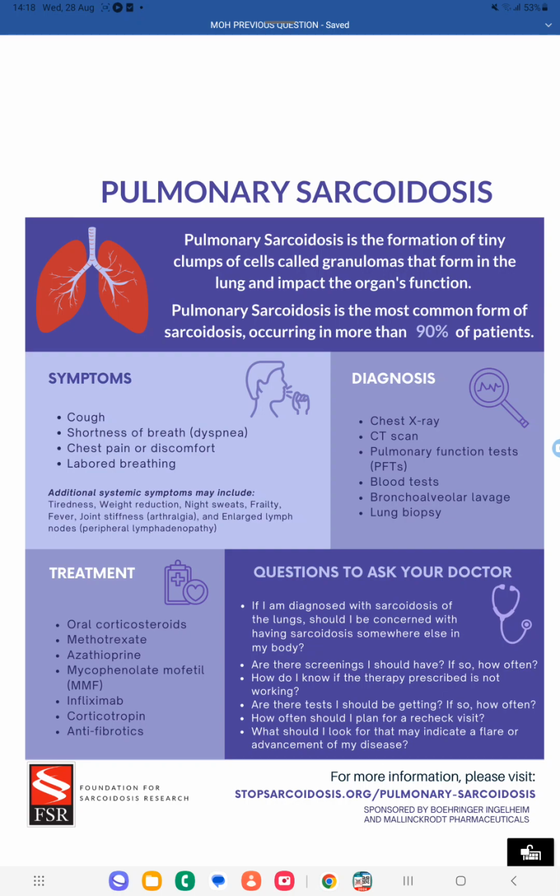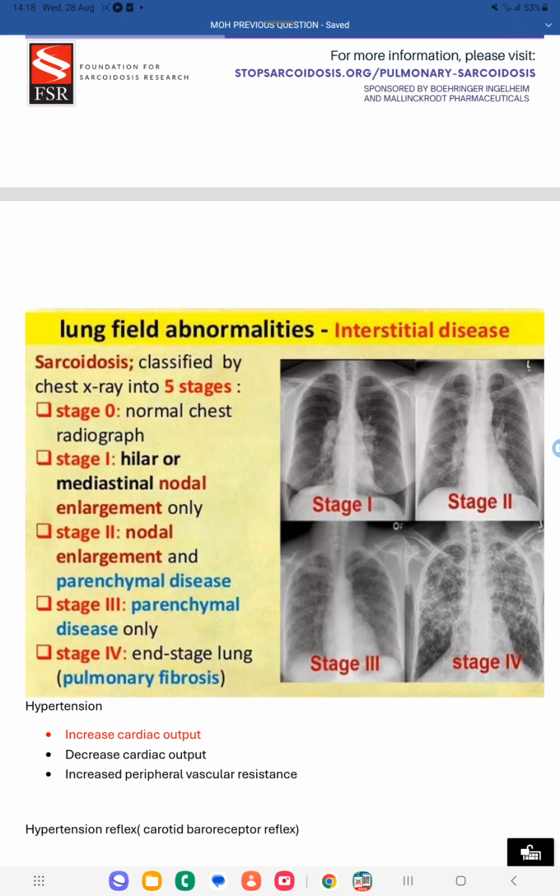Investigations are chest X-ray, CT scan, pulmonary function test, blood test, bronchoalveolar lavage, lung biopsy. These are the investigations to be done for identifying pulmonary sarcoidosis. Now in the X-ray, how is sarcoidosis appearing? There are 5 stages. In the starting stage, stage 0 means normal chest X-ray. Stage 1, when the granuloma starts forming in the lungs, you will be getting hilar or mediastinal nodal enlargement.